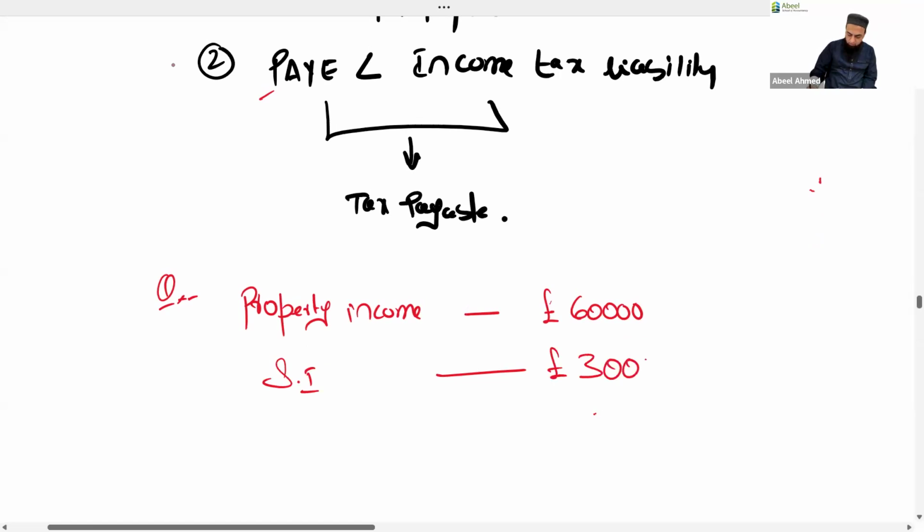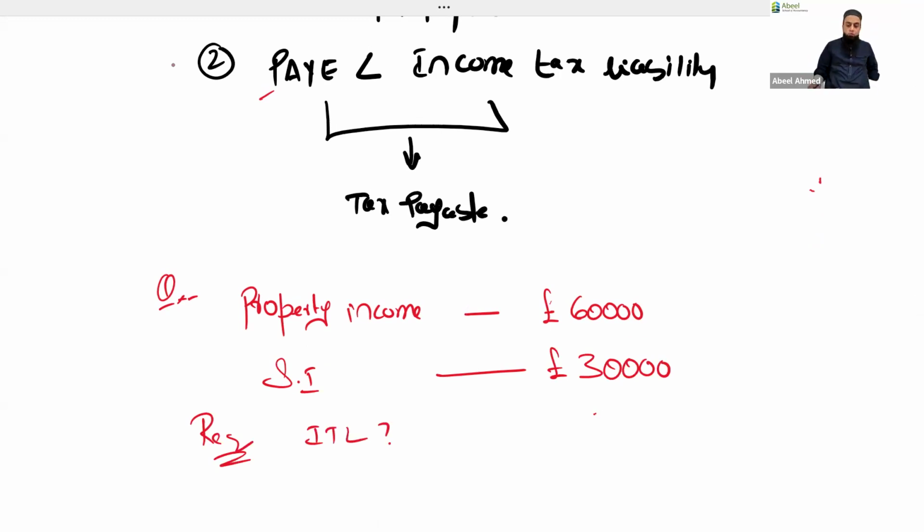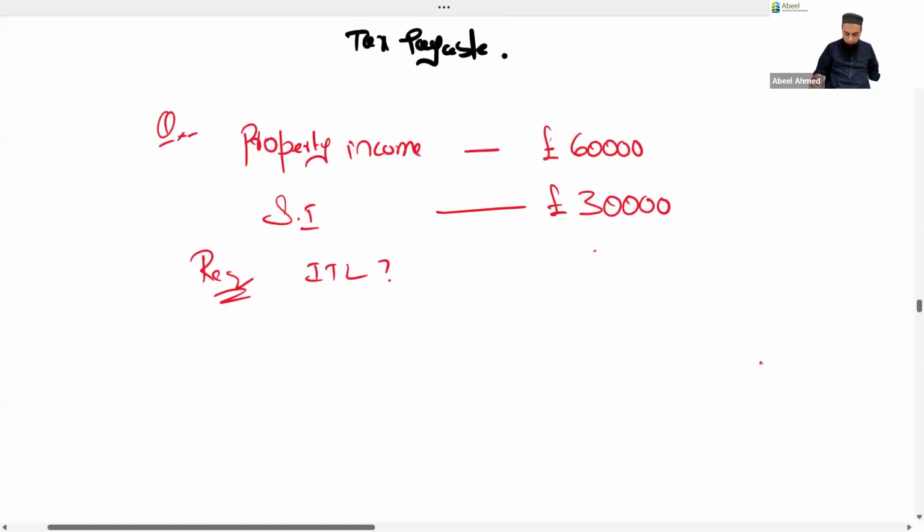Saving income is 30,000. Required is income tax liability. I really want every one of you to pause the video, attempt this question, then you can unpause the video. While solving this question, you have to make three columns. Why three columns? Because property income is a non-saving income and saving is saving.